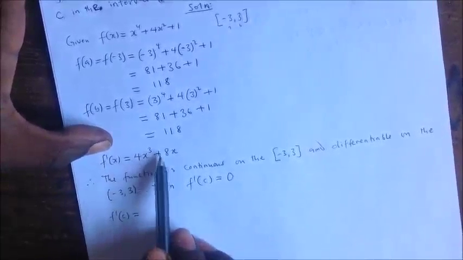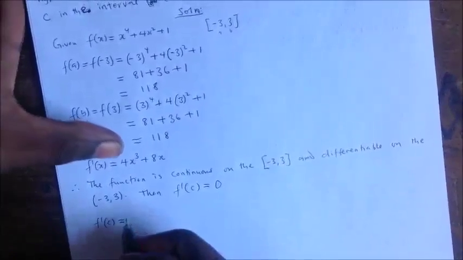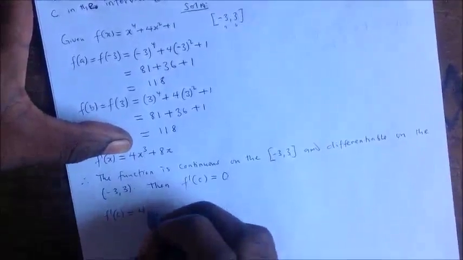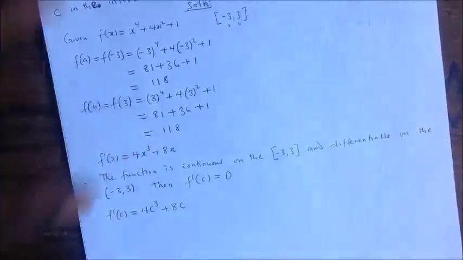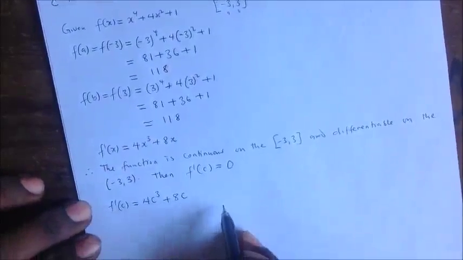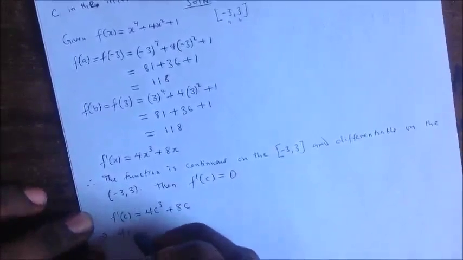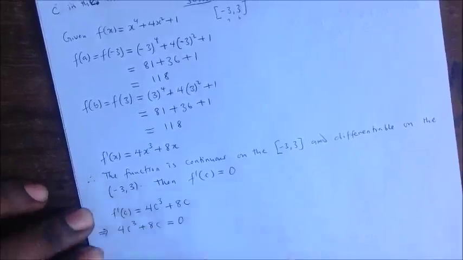because here is f prime of x and here is f. Well, now we are looking for f prime of c. So anywhere we have x, we should now replace it with c. We have 4, then x cubed, so it's 4c cubed plus 8c. This is our f prime of c. And remember they said it's equal to 0. So this implies 4c cubed plus 8c is equal to 0.